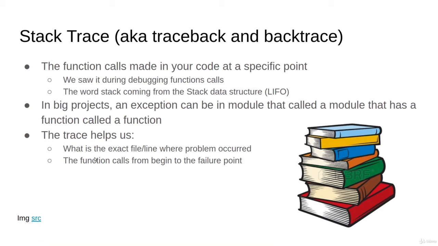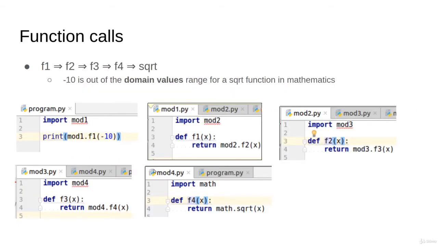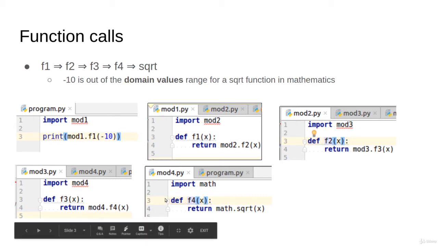The trace mainly helps us know the exact line or file where the problem occurred, which is very important for debugging. Let's see an example. I developed 4 simple modules and a script. The script is named program 1. It imports module 1 and calls function 1 with the value -10. Module 1 has a function f1 that calls module 2's function 2. Module 2 calls module 3's function 3. Module 3 calls module 4's function 4. Module 4 calls math.sqrt.